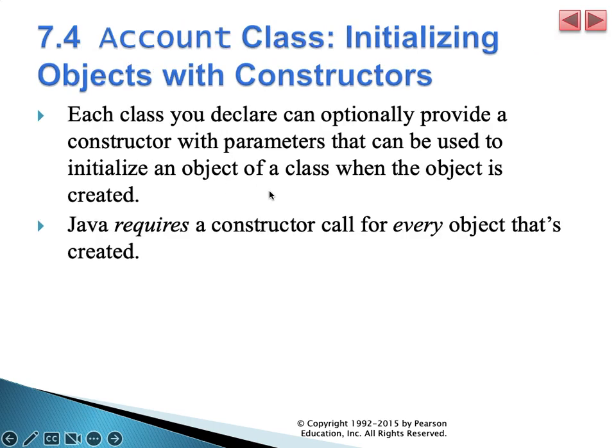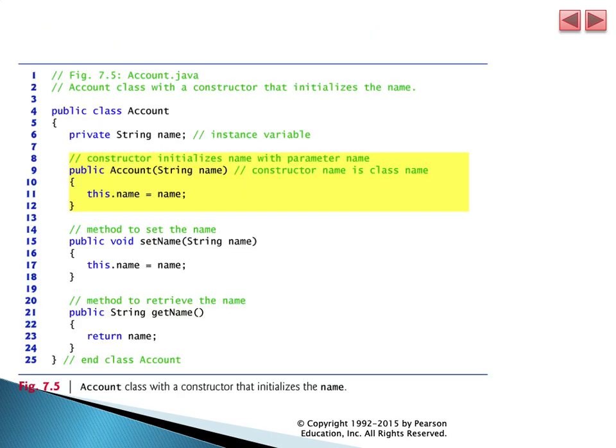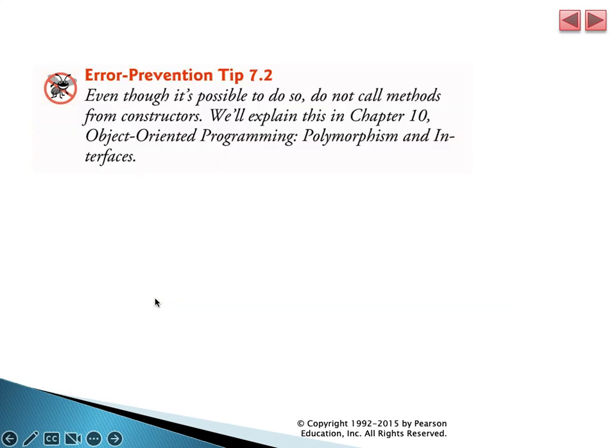And then each class can optionally declare a constructor with parameters that can be used to initialize an object. Java requires a constructor call for each object to be created. When you create a new object, actually you are calling one of the constructors, right? So let me see, this is the modified class. Here we create one constructor that takes a name and we write this dot name equal to name, right? This is one constructor.